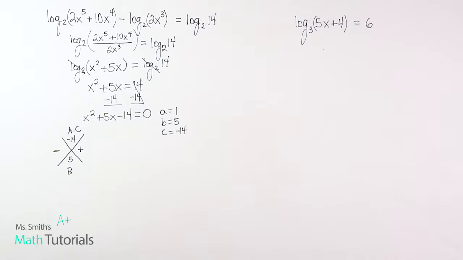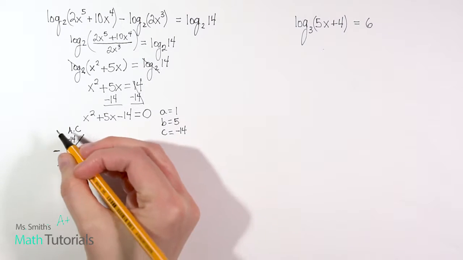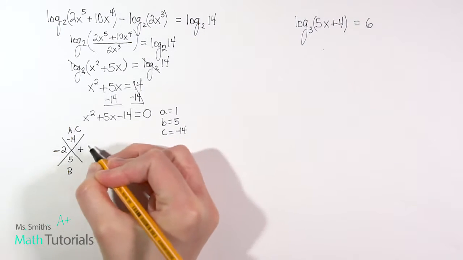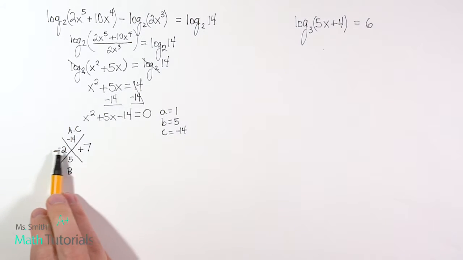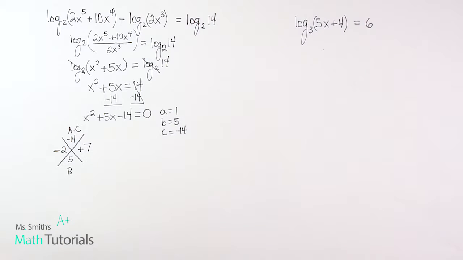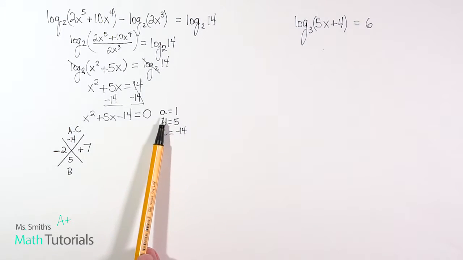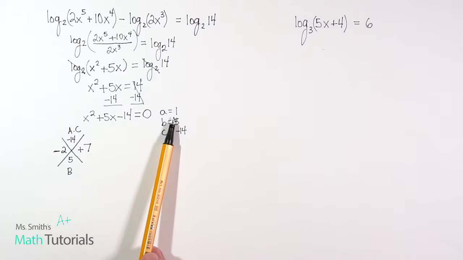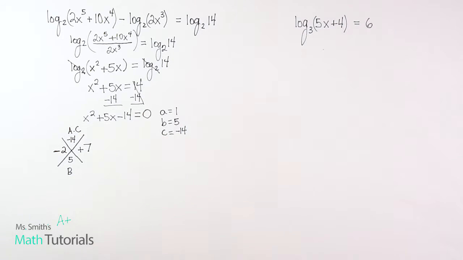So I need to think which one should be negative, which one should be positive. You could try both, but you should come out with a negative 2 plus 7. Those will multiply to give me negative 14 and add to give me 5. Now, I'm going to take a shortcut here. And the shortcut is, if you know your a value is 1, which in this case it is, there's a really nice shortcut that we can take.